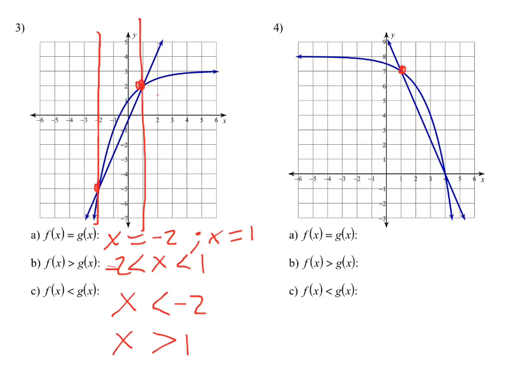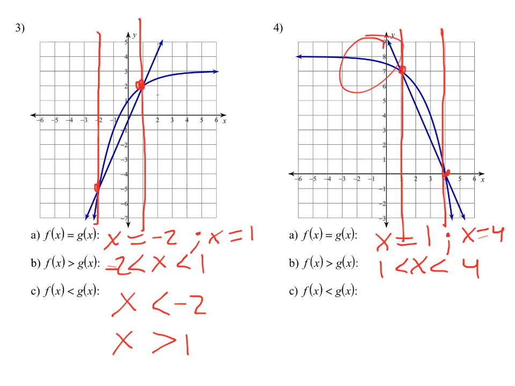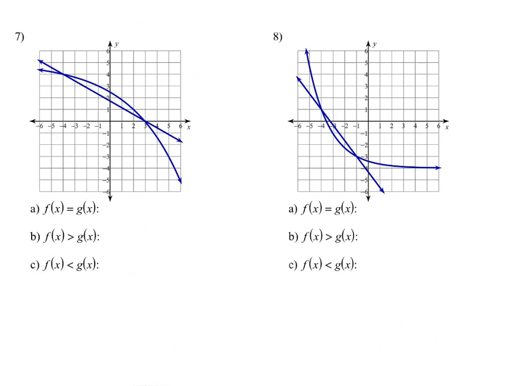Moving on to the next one, we got these 2 intersection points. That's where the 2 functions are equal, and that's where x is 1 and where x is 4. In the middle section, the curved one is up above, so f of x is greater than g of x in the middle, so where x is between 1 and 4. On the outsides, the linear one is up above the curved one, so the linear is greater, meaning the exponential is less than, so we have where x is greater than 4 and where x is less than 1. So there we go. There's our answers for those ones.